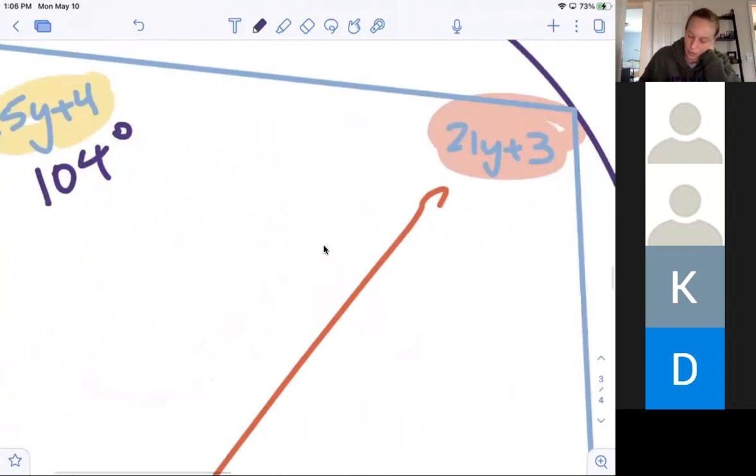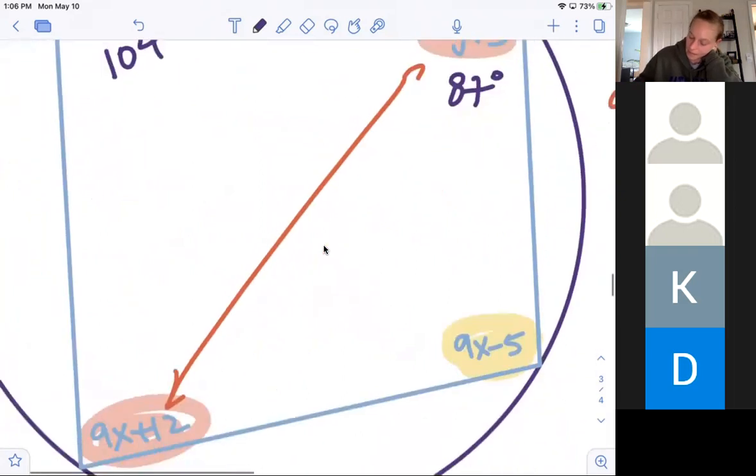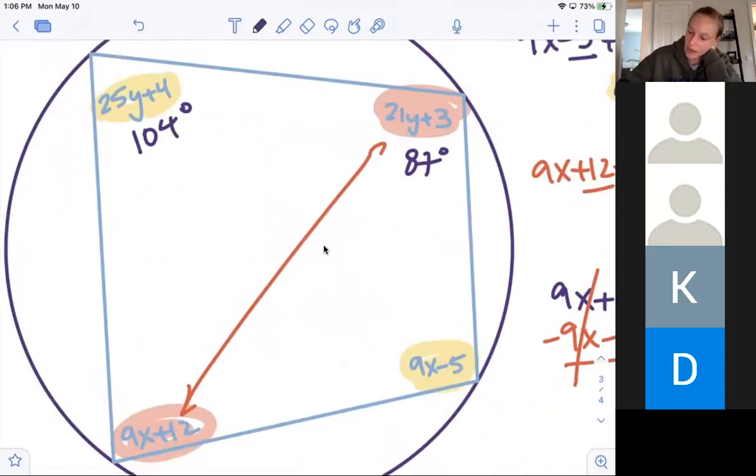Now I've got 21y plus 3. 21 times 4 is going to be 84. Plus 3 is going to be 87. Okay. 9x minus 5 is going to be 81 minus 5, which is 76. And then 9 times 9 plus 12 is going to be 93.